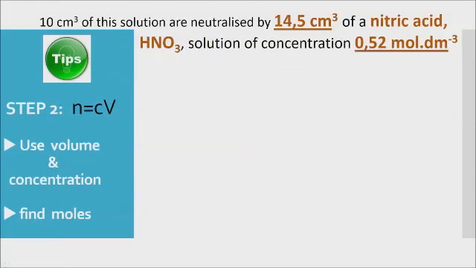Now they give me 2 problems in one. They say only 10 cubic centimeters is neutralized by nitric acid. Okay, and I have a volume of nitric acid, and I have a concentration of nitric acid. Let me go to this side. I have volume of nitric acid, I have concentration of nitric acid, and therefore I can find the number of moles. So I use my volume and concentration to find the moles.